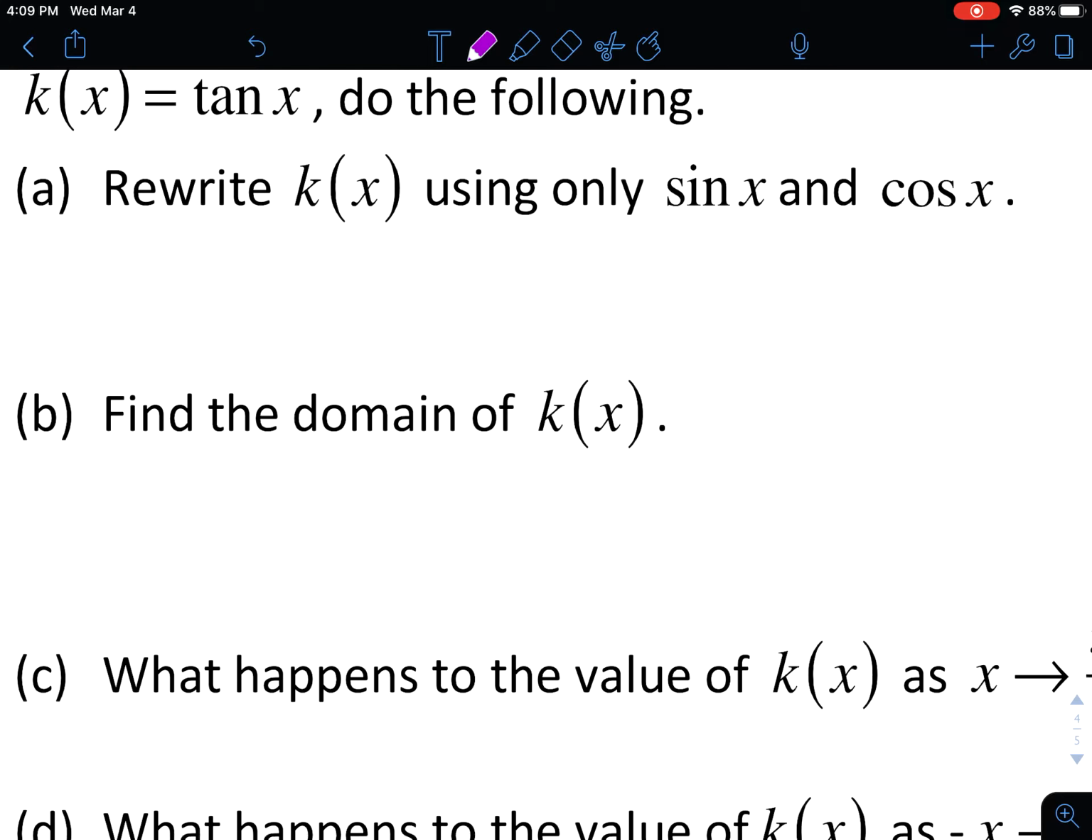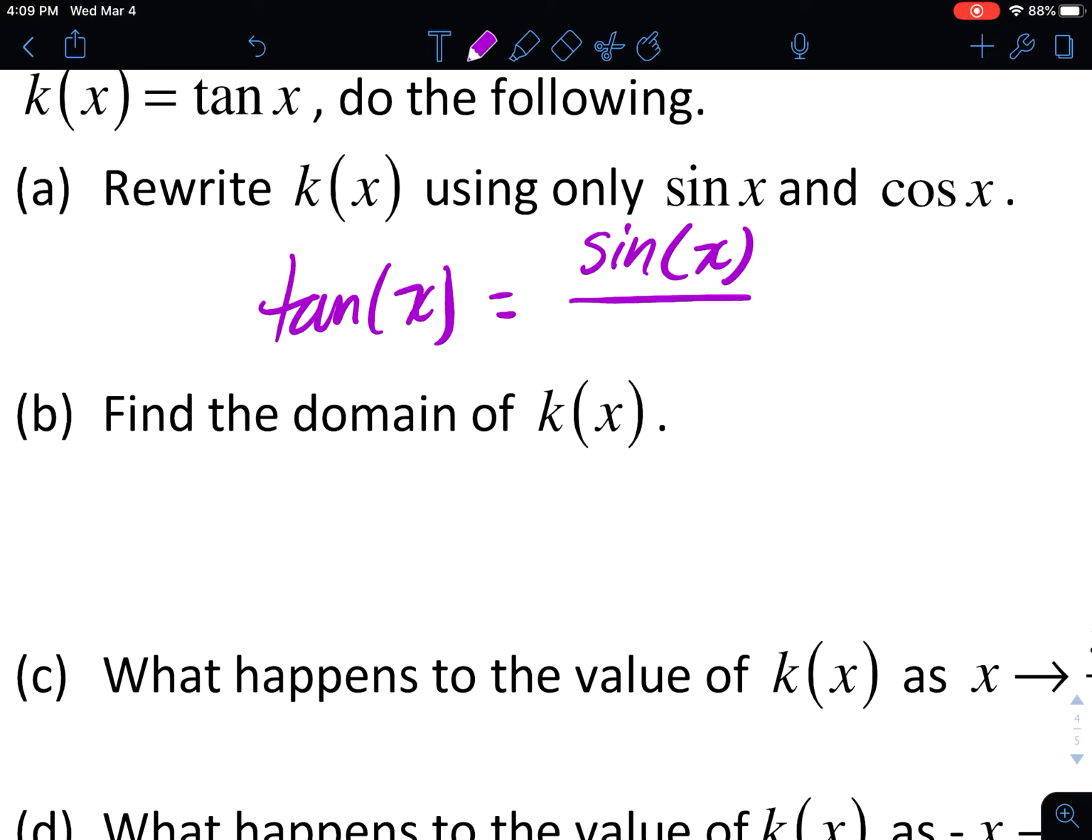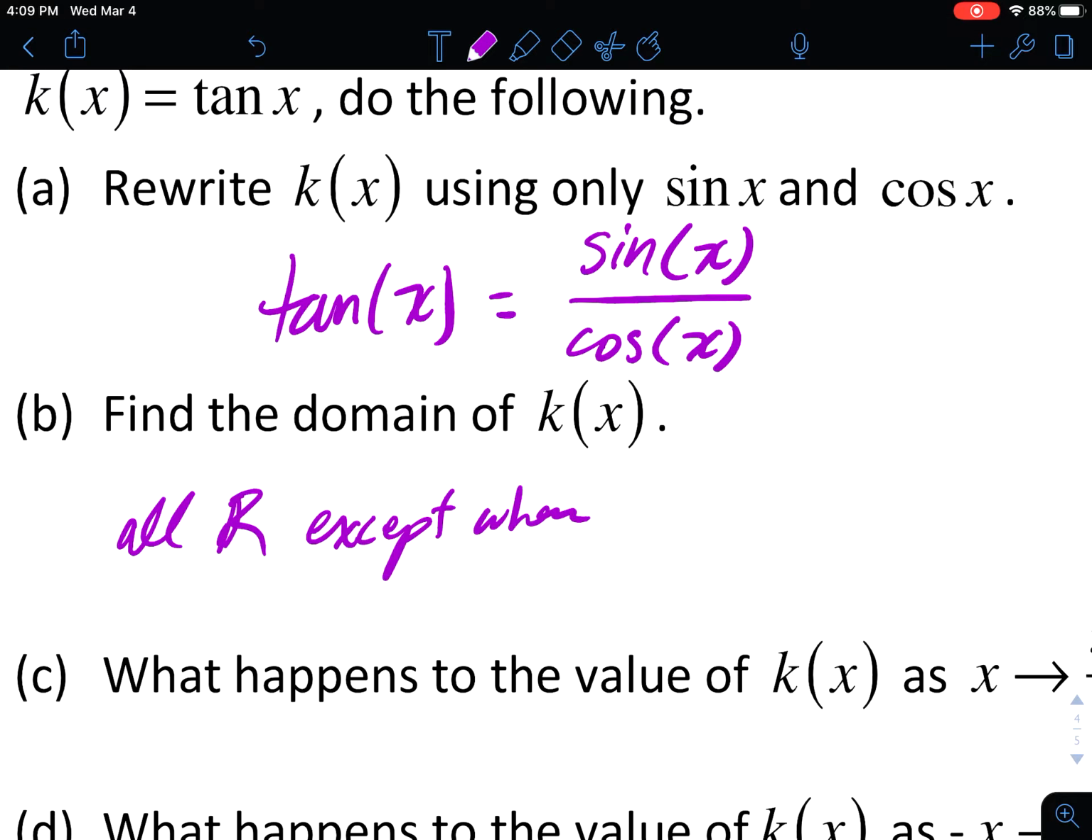And the easiest way to understand it is to start out by writing tan of x in terms of sine and cosine. We know that the tangent of an angle is its opposite over its adjacent, so it's equal to its sine over its cosine. And it's going to help us see what its domain is. Tan of x will be defined for any angle except when cosine of x, when that denominator is equal to 0.